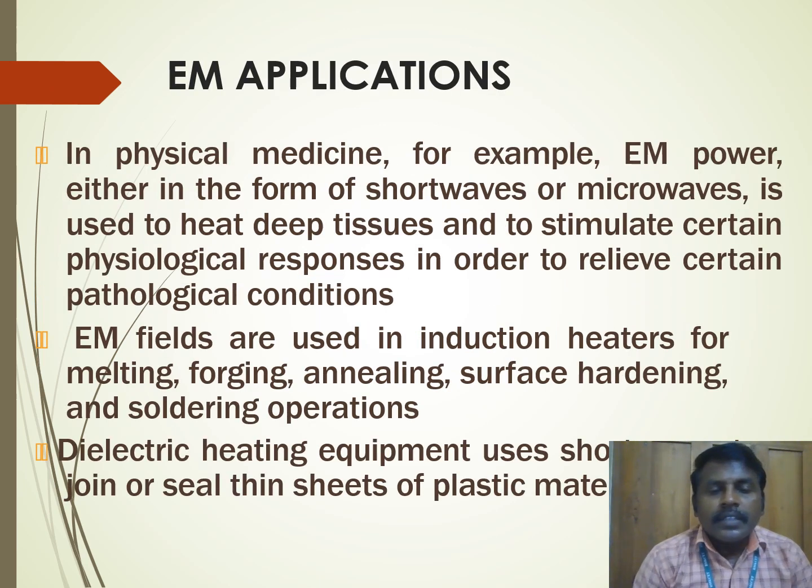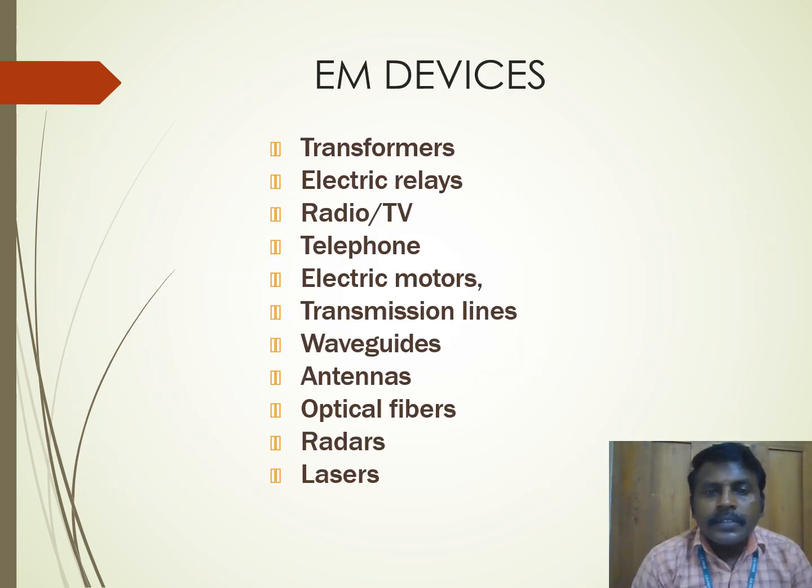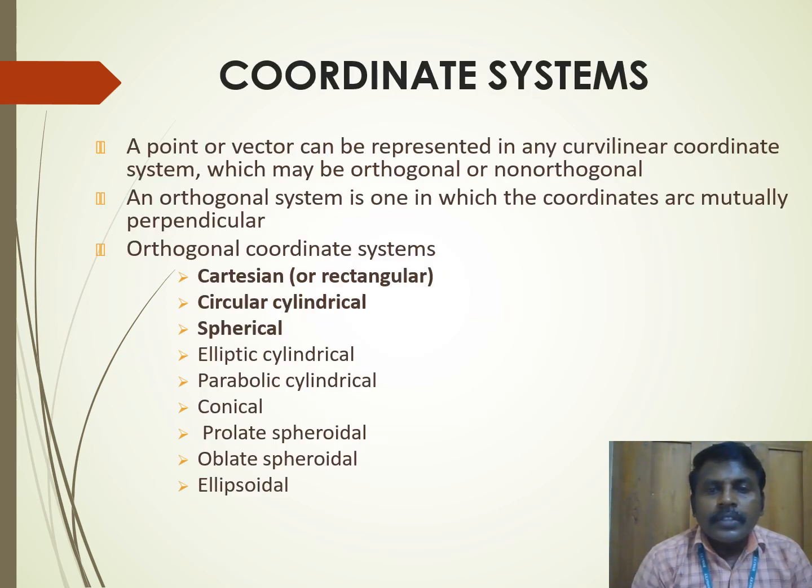EM applications are found in physical medicine. For example, electromagnetic power, either in the form of short waves or microwaves, is used to heat deep tissues and to stimulate certain physiological responses in order to relieve certain physiological conditions. EM fields are used in induction heaters for melting, forging, annealing, surface hardening, and soldering applications. Electric heating equipment is used to join or seal thin sheets of plastic material. These are the EM devices: transformer, electrical relays, radio, TV, telephone, electric motor, transmission lines, waveguides, antennas, optical fibers, radars, and lasers.